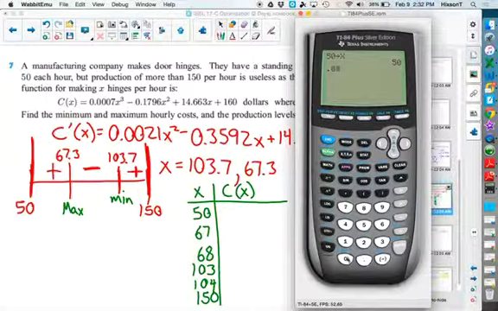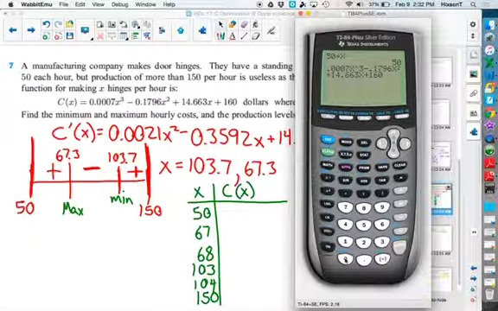0.0007x to the third minus 0.1796x squared. How come you plugged numbers into the derivative for your sine graph, but now you're plugging in 50 and 150 into your original function? It's because of what I'm looking for. On the sine graph, I was trying to determine where max and min points were, so I needed to determine increasing and decreasing.